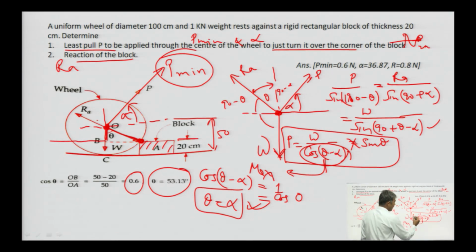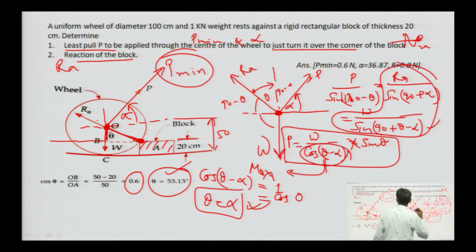So, what will be the value of P? By putting the value, P is equal to W into sin theta. Sin theta we have calculated as this one 53.13. This is the value of P minimum, and what will be the value of R A? R A value with the help of these equations, R A is W by this multiplied by this one. By putting theta is equal to alpha, we can calculate the value.